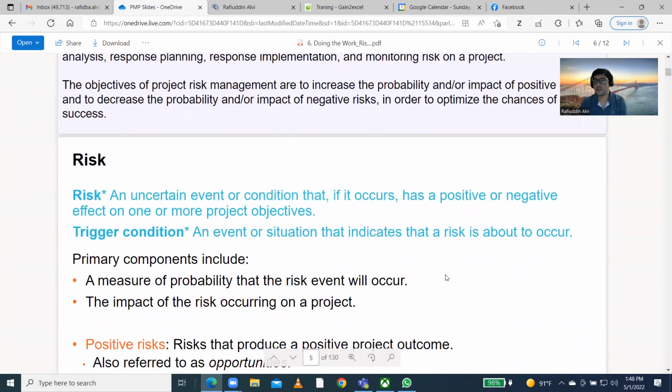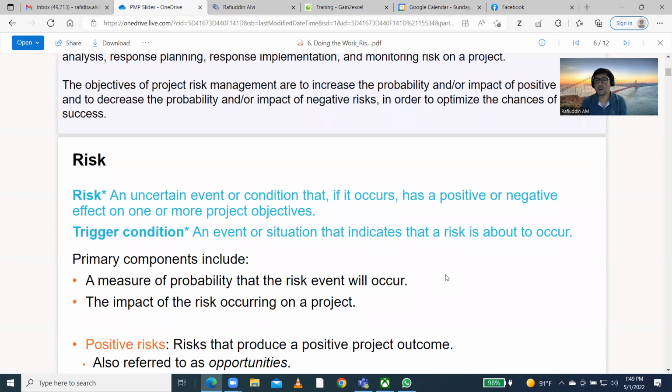Basically, what is risk? Risk is an uncertain event or condition. Uncertain means it is not in your control, or it is not something you have planned. You have to plan for it in the project, but it is an uncertain condition. If it occurs, it has a positive or negative impact on project objectives. So risk is an uncertain condition or event that, if it occurs, has a positive or negative impact on all project objectives or some individual project objective.